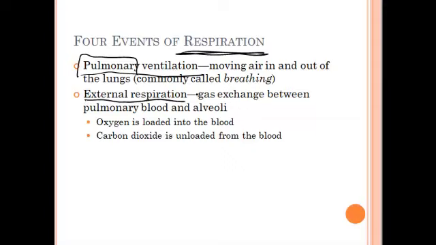And we call this external respiration because even though it's inside our lungs, it's coming in contact with the external environment. So this is the outside of the inside of our body. And so we call this external respiration. In external respiration, the oxygen is moving from the alveoli into the red blood cells. And at the same time, the carbon dioxide is leaving the blood and moving into the alveoli so it can be breathed out. So that's called external respiration.